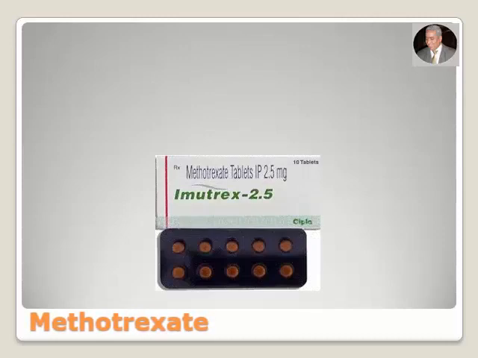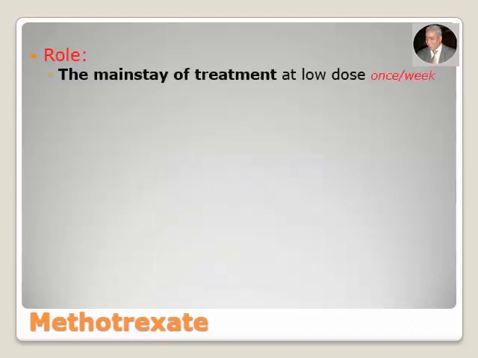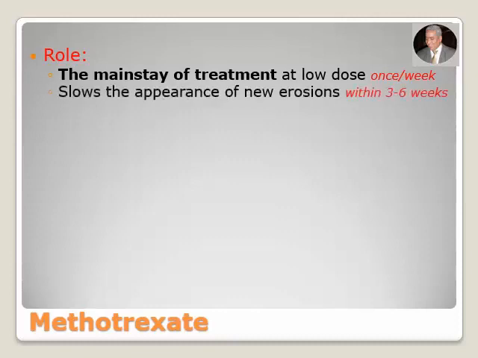The most important drug is the methotrexate, which is available in low dose, 2.5 mg tablets, for rheumatoid arthritis. It is used as one tablet every week. It is the mainstay of treatment. The action is delayed for up to 6 weeks. It slows the appearance of new erosions in the joints.